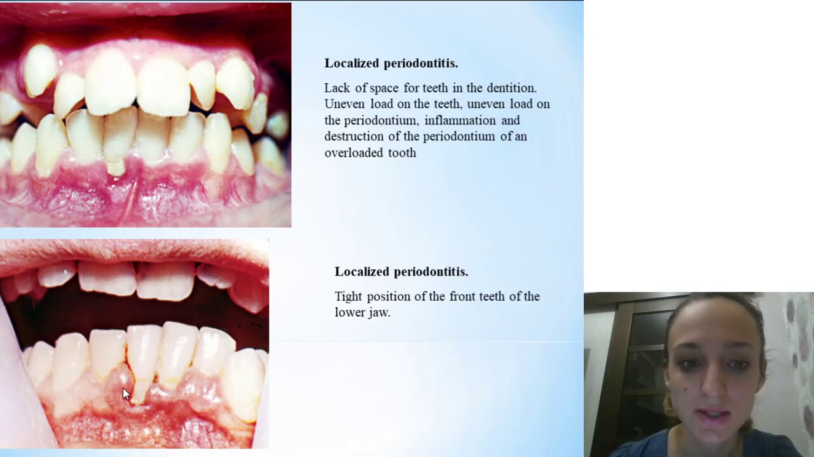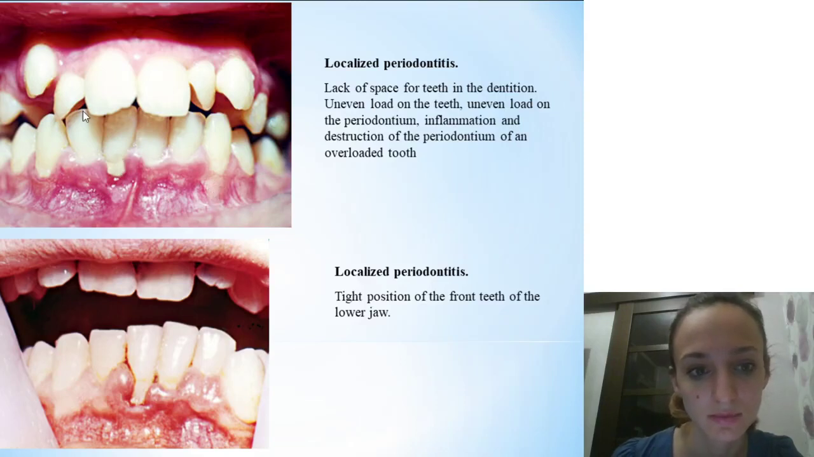Localized periodontitis also, so lack of the space for teeth in the dentition. Also you can see dental deposits, you can see orthodontic anomalies, yes, and tight position of the front teeth of the lower jaw.